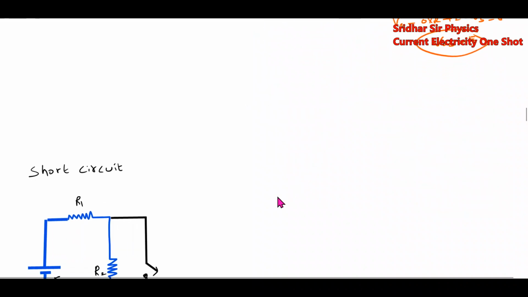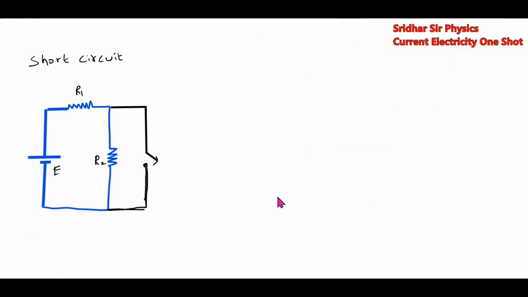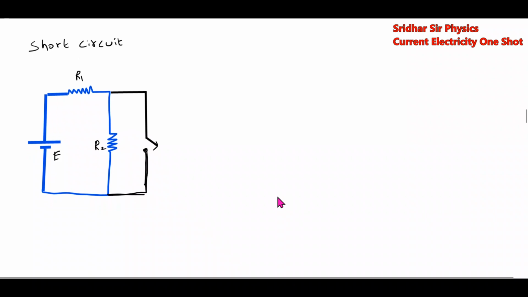Now we'll take the short circuit concept. So this is a circuit we have. Now the current I will pass through it, plus, minus, plus, minus. So what is I equal to? The current through the circuit, I, is equal to E by the total resistance of the circuit, R1 plus R2. Now we are going to close the switch. There is a wire. We'll see what conditions will arise.